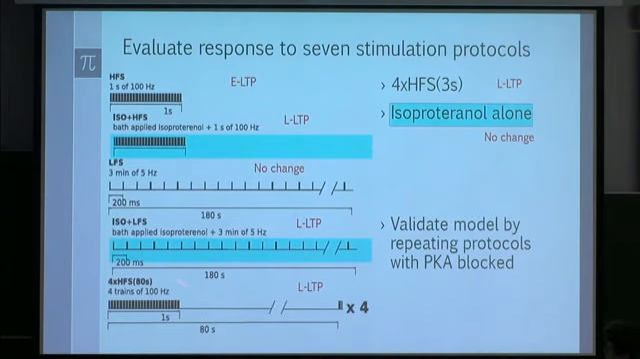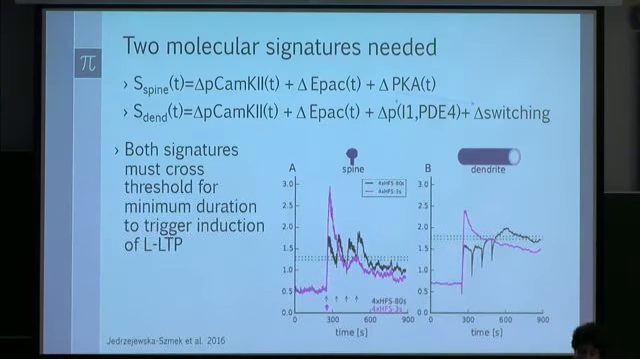And now we have also our 4 trains of high-frequency stimulation separated by 80 seconds, which also produces a late phase of LTP. And then 2 other paradigms we use are 4 seconds of high-frequency stimulation only separated by 3 seconds, or isoproterenol alone. And we're going to also validate the model by repeating many or all of these protocols with protein kinase A inhibited.